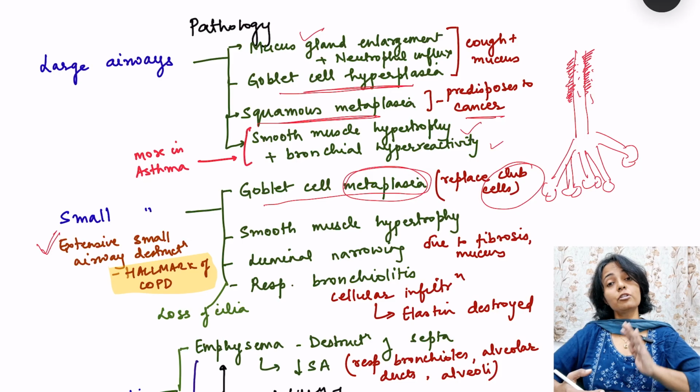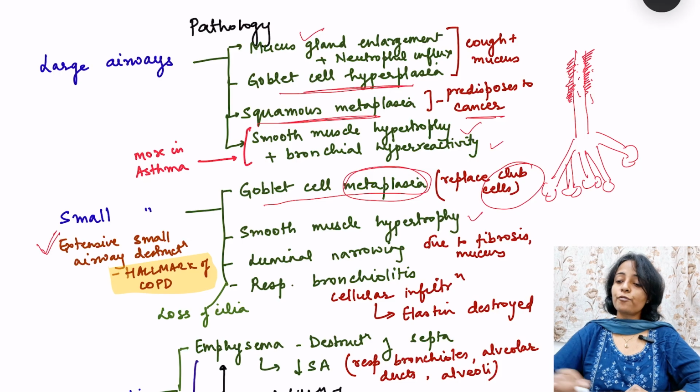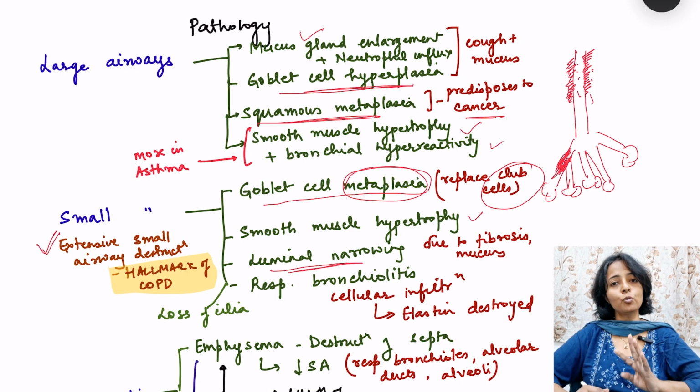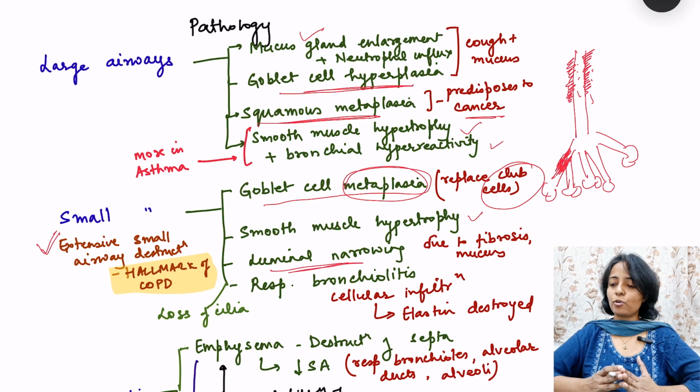So there is deficiency of surfactant release as well. There is smooth muscle hypertrophy. There is luminal narrowing. So here the lumen actually narrows. Okay, and because of the chronic inflammation, there is fibrosis. So luminal narrowing occurs because of two things. One, goblet cells are releasing a lot of mucus, and because of chronic inflammation, there is fibrosis.